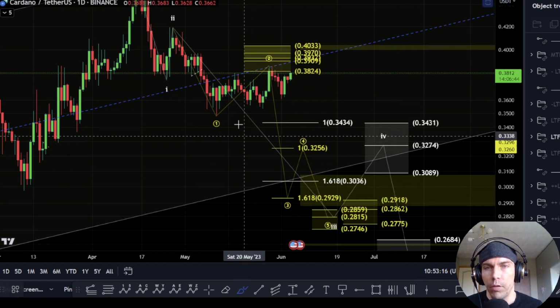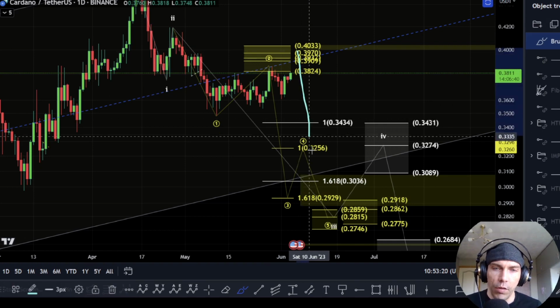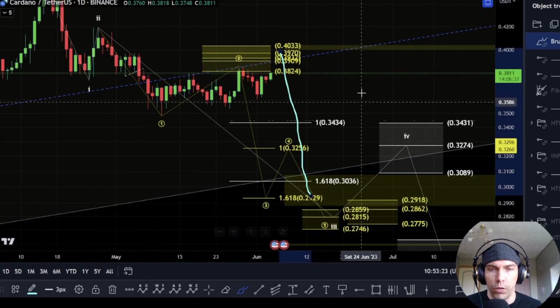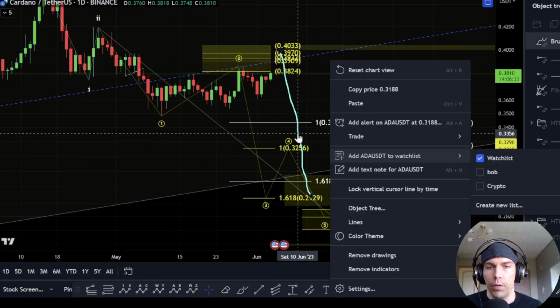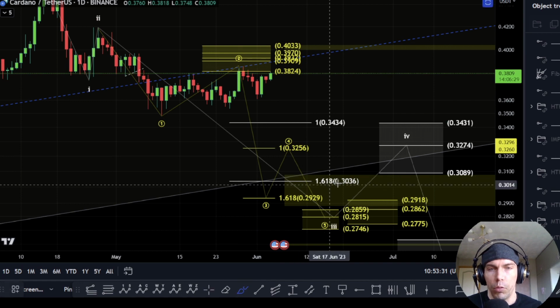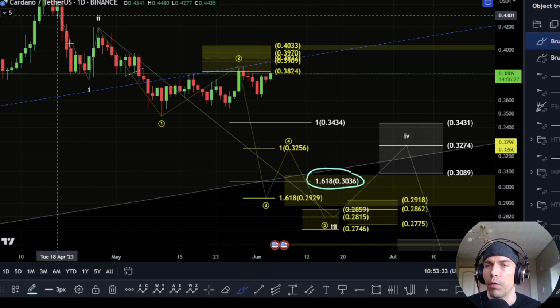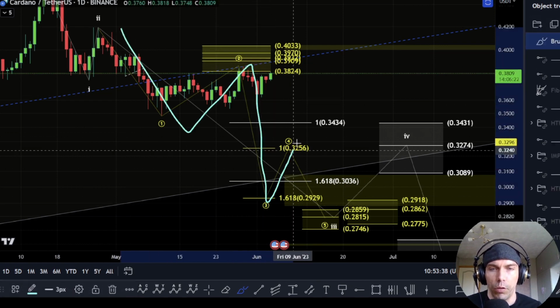If, however, we do see this play out as a corrective move to the upside and we reject off of here, and then we see a bigger 5-wave move down here towards this zone of this 2929, this would then tie into the idea of this yellow count here. Now, if we did move down to this 29.29, this would also hit this 1.618 of this wave 1 here. So what we could then see is that this actually becomes 1, 2, 3, 4, 5.